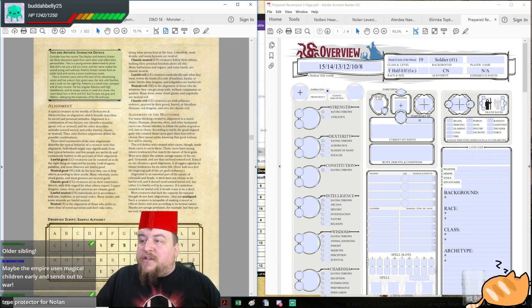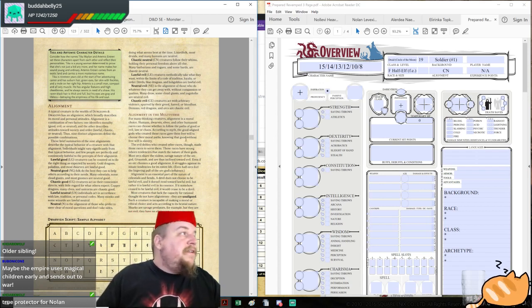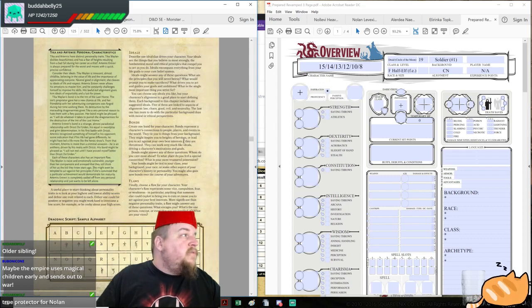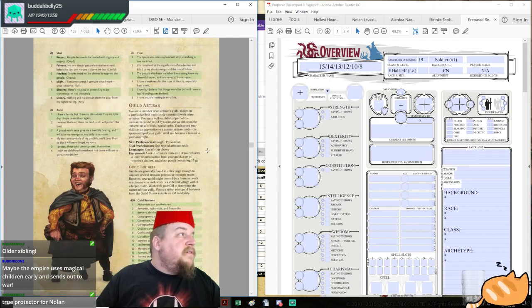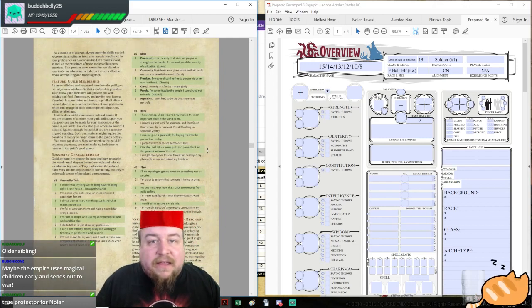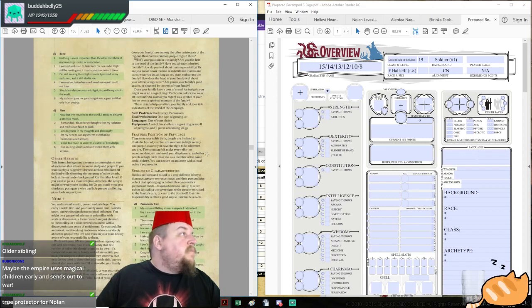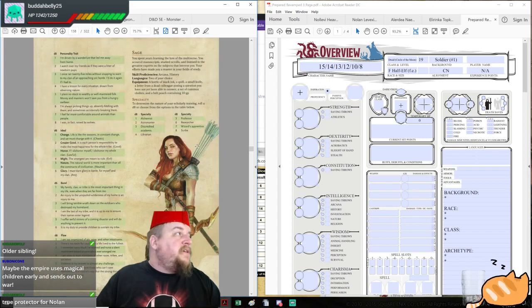Maybe the Empire uses magical children early and sends them out to war. That's true. Sending out child soldiers can be a very shocking tactic to use. Dark Wolf is saying maybe an older sibling, the true protector for Nolan. Could be. Let's find out a little bit more about her personality, and we'll look into that. All will be revealed. Not that we can't have anything be anything. We certainly can. But let's play within our artificial boundaries a little bit.